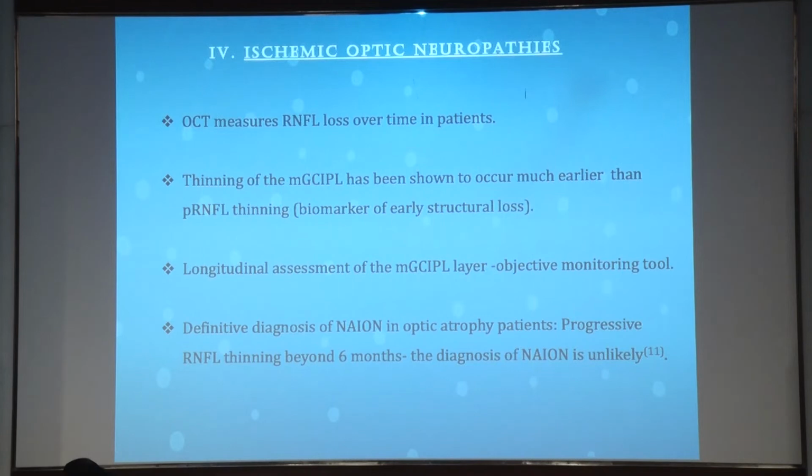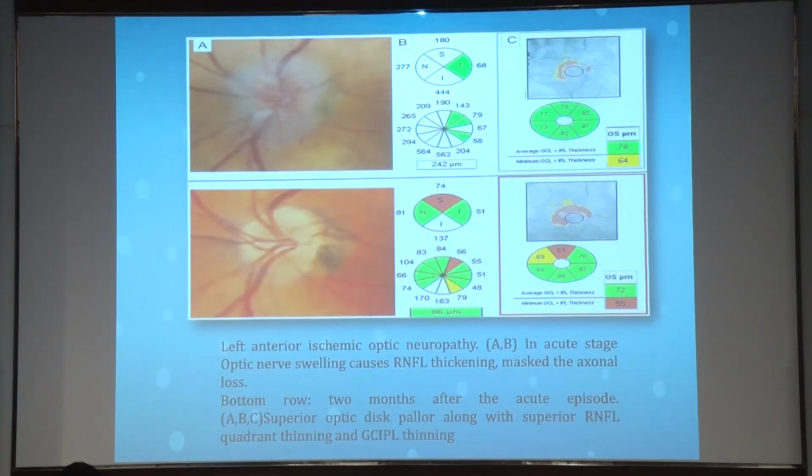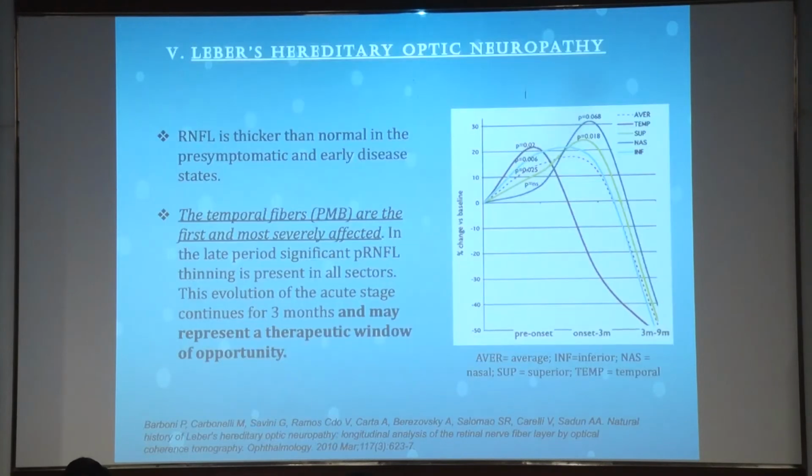Another thing that you can do is a longitudinal assessment of the GC-IPL layer thickness, and it can serve as an objective monitoring tool. This is a patient in which we can see that 2 months after the acute episode, disc pallor has developed along the superior rim, along with a superior RNFL quadrant thinning and a GC-IPL thinning. In patients of LHON, the temporal fibers are the first affected.